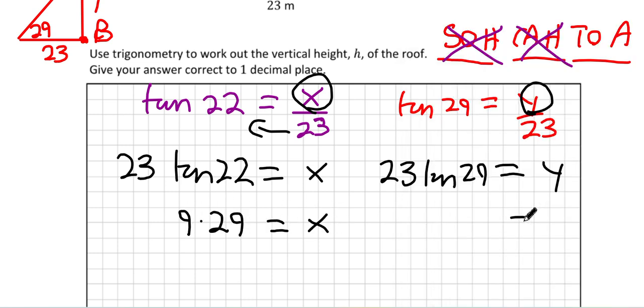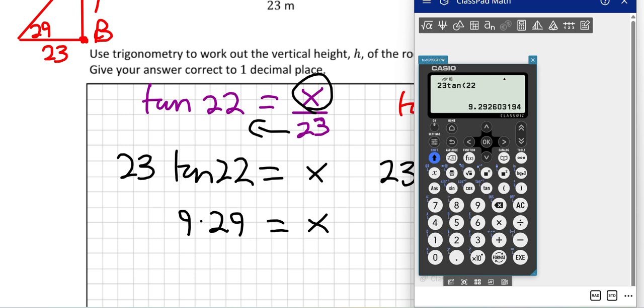And then we're expecting Y to be larger because it was in the larger triangle. So what do we take? 23 tan 29. 12.75.